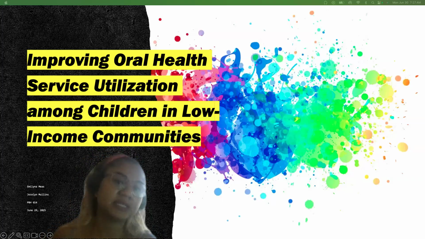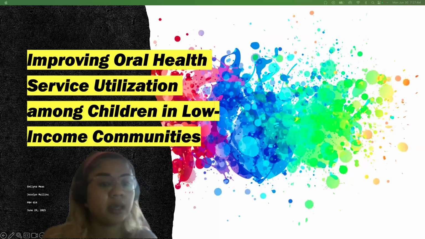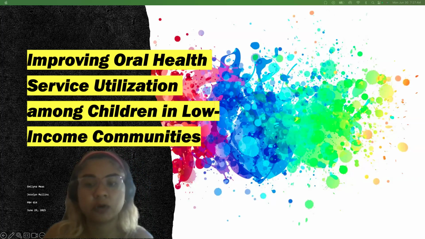Today we will be discussing how we can improve oral health service utilization among children in low-income communities. The intervention that we are trying to utilize is the mobile dental unit program, providing oral health services to children in low-income communities. The problem is that there is a variability in parent consent and follow-up appointment rates when scaling up a mobile dental unit intervention to more diverse school settings.